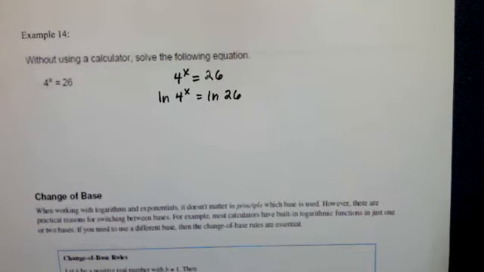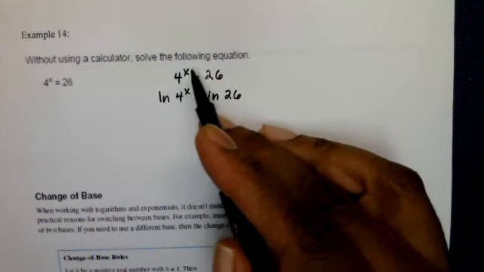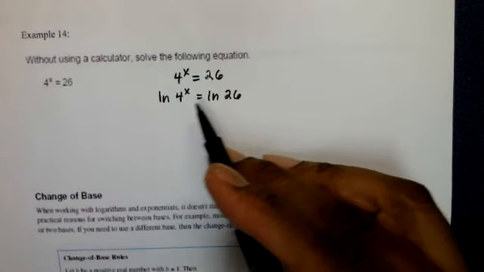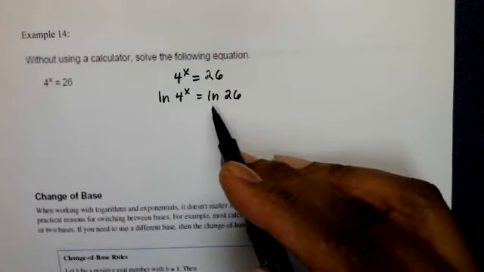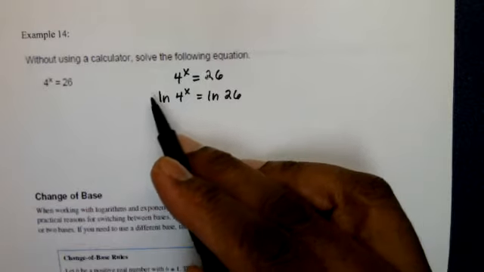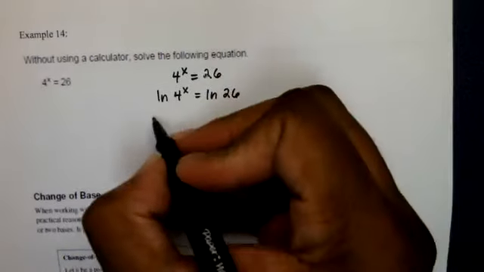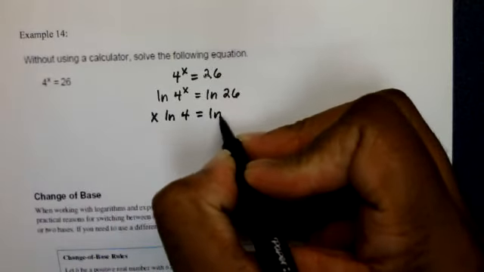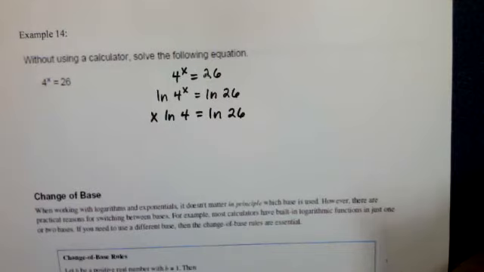You start by taking the natural log on both sides. You want to have the exponential part by itself, and then take the natural log on both sides. And now we're going to apply the power rule on the left side by bringing the x in front of the natural log of 4. So the x times ln of 4 is equal to ln of 26.